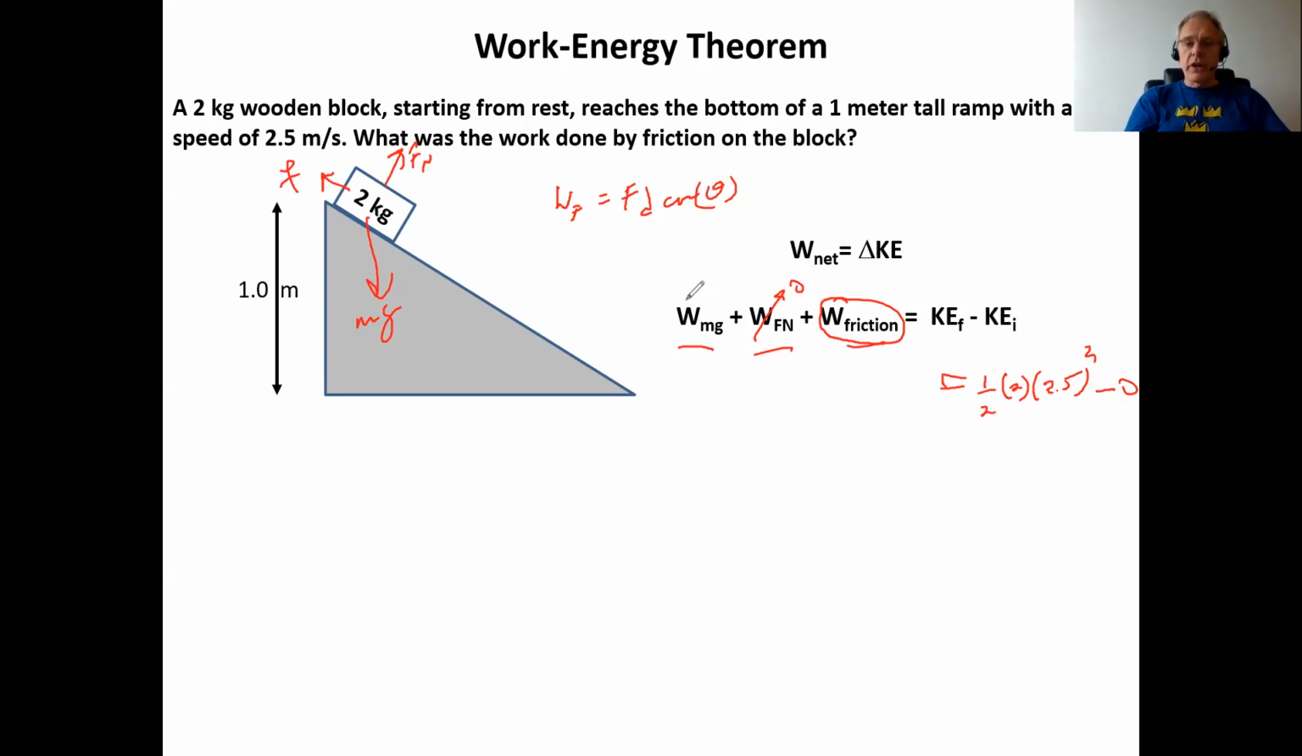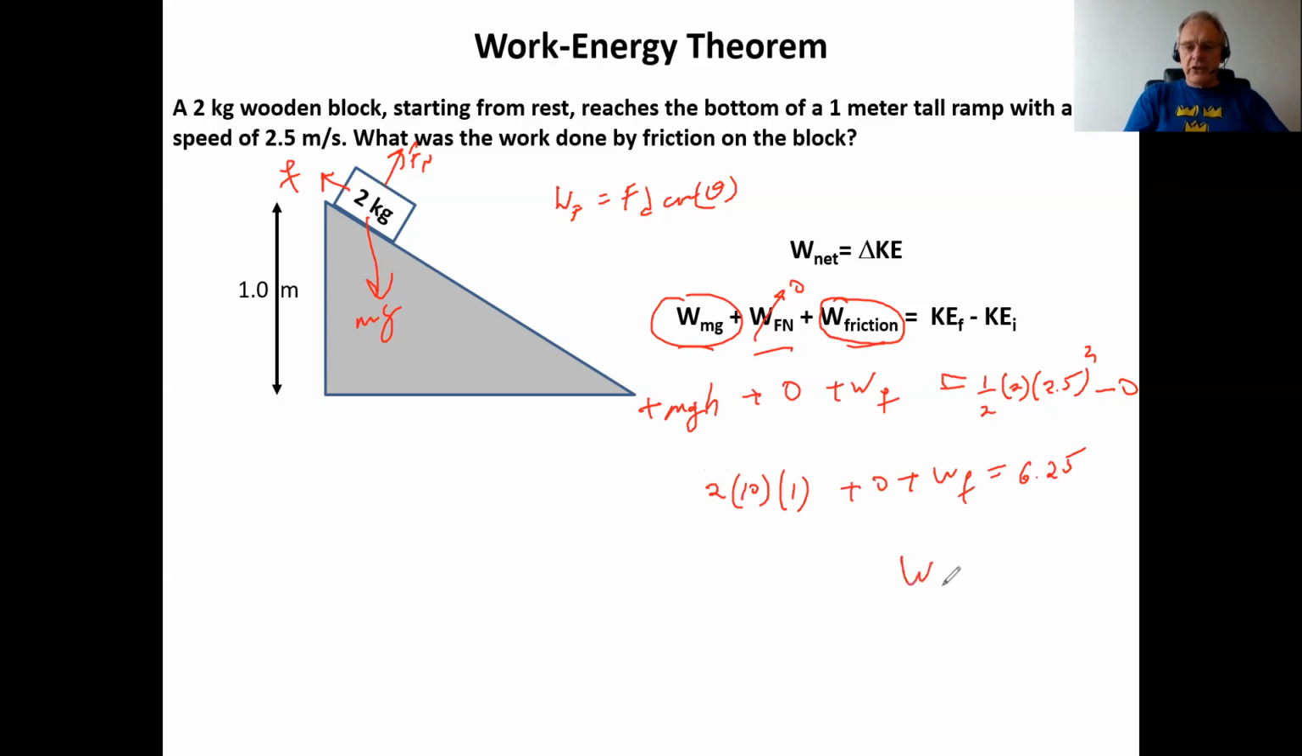And the work done by gravity, we already know that. That's going to be mgh, the height. Okay, so mgh plus 0 plus the work done by friction is going to be equal to this right-hand side. M is 2, g is 10, h is 1, plus 0, plus the work done by friction is going to be equal to, what's that number, 6.25.